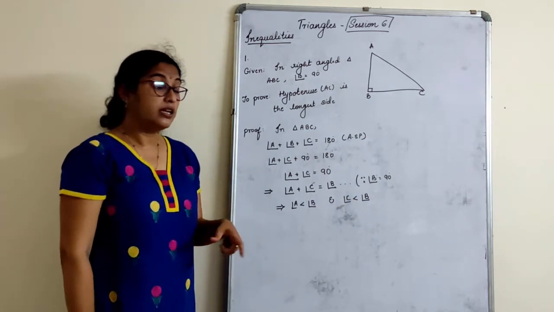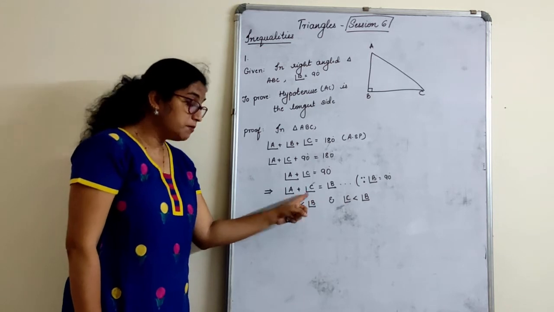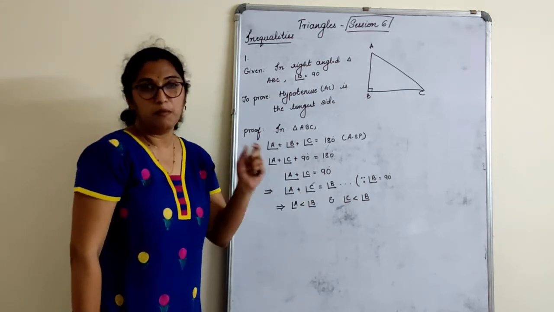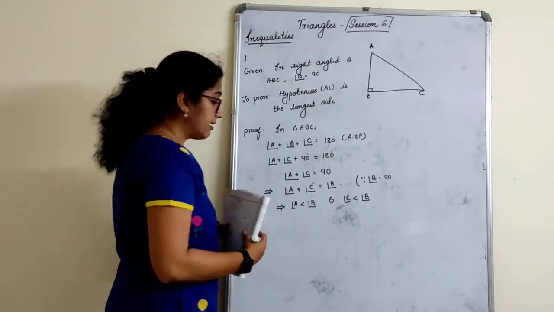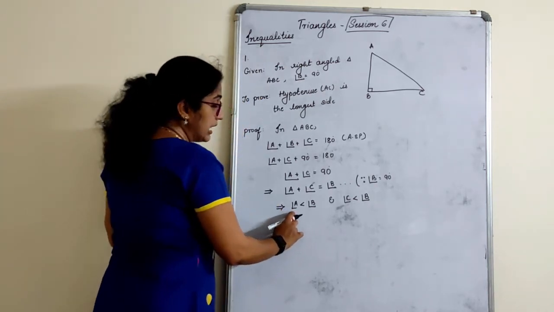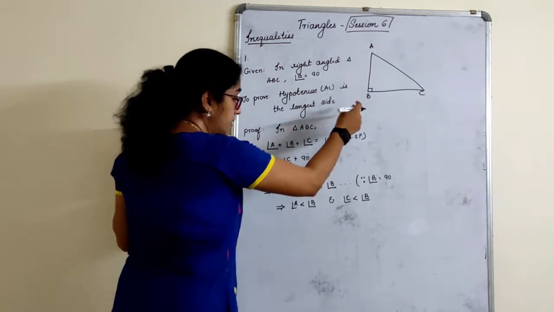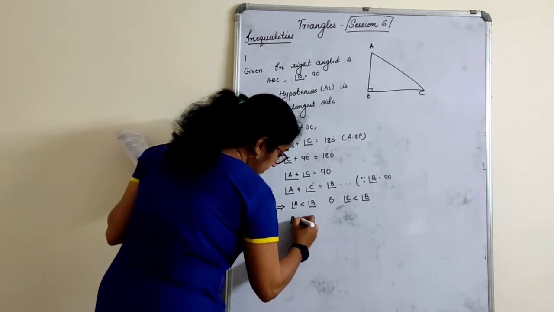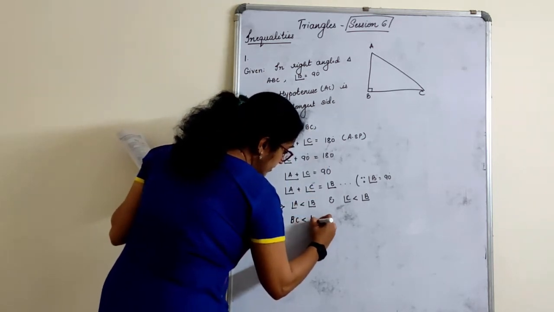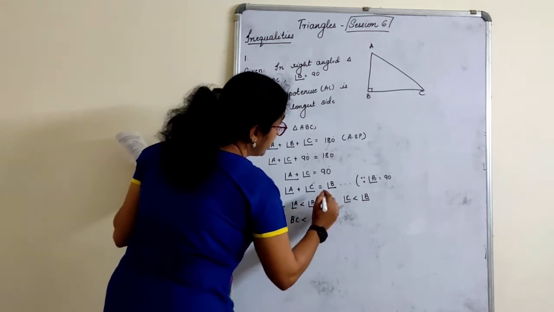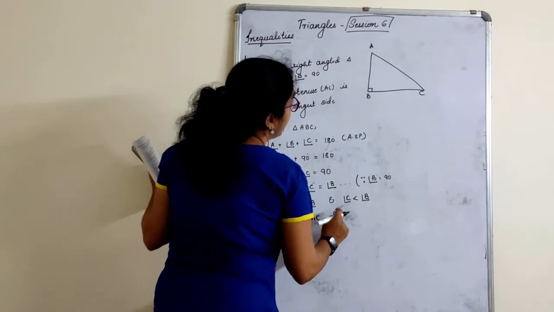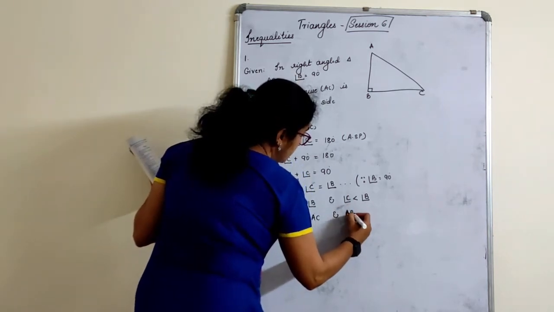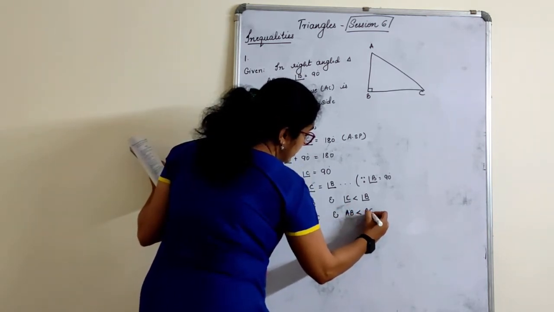Sometimes in your school, they will choose in other way. Angle B is greater than angle A. Both are same. Less than or equal to C, for which angle they are using correctly. With respect to angle A, what is the side? BC. BC is greater than, what is the sign for angle B? AC. And for angle C it is AB is less than AC.